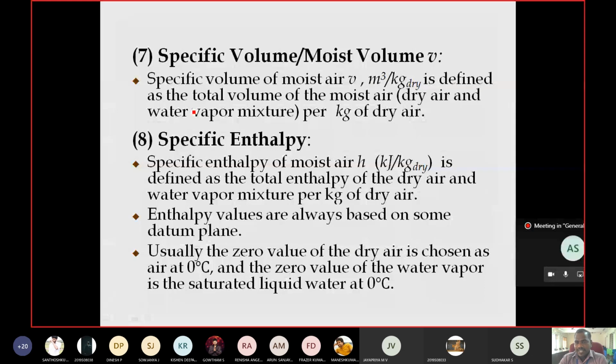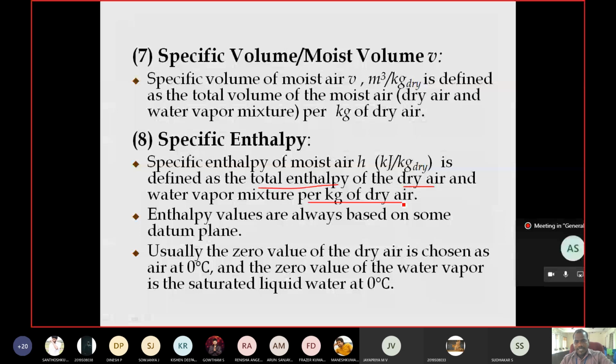Then we can have the specific enthalpy. Again, we know enthalpy is enthalpy by mass. The specific enthalpy of moisture is defined as the total enthalpy of the dry air and water vapor. In our atmospheric air, we have dry air and water vapor, right? So the total enthalpy per kg of dry air is your specific enthalpy. Then the enthalpy values are always based on some datum plane.